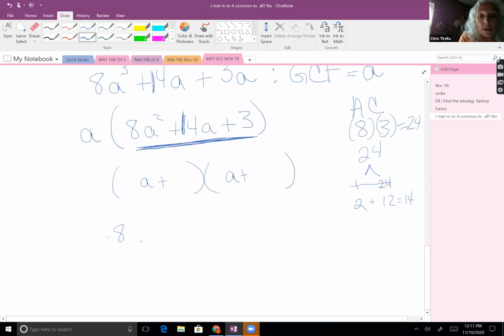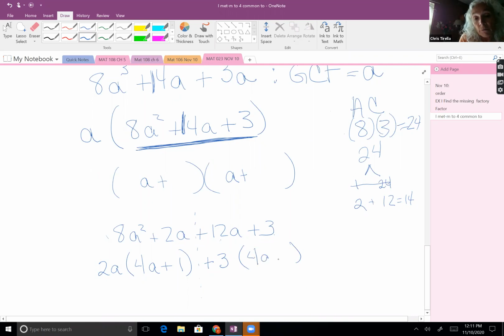So I'm going to take that 8a squared plus 14a, pardon me, I'll replace with 2a plus 12a plus 3. The first two have a 2a in common, and dividing by 2a, I'll be left with 4a plus 1. The last two are both divisible by positive 3, and dividing by positive 3, I'll still have that 4a plus 1. The one factor is that 4a plus 1. The other factor will be my remaining 2a plus 3. So that trinomial is 4a plus 1 times 2a plus 3.